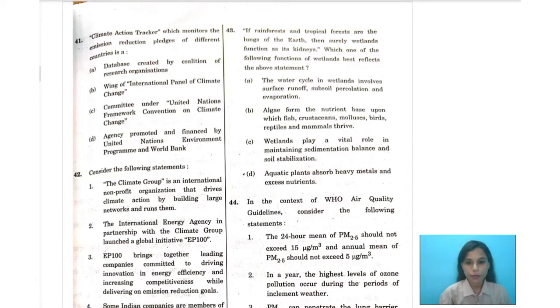In today's class we're going to solve around 5 questions from the UPSC IAS Paper 1 General Studies paper. Most of you might have given this examination this year and you are just waiting for your answer key. In today's class we are going to solve question number 41 to 45.